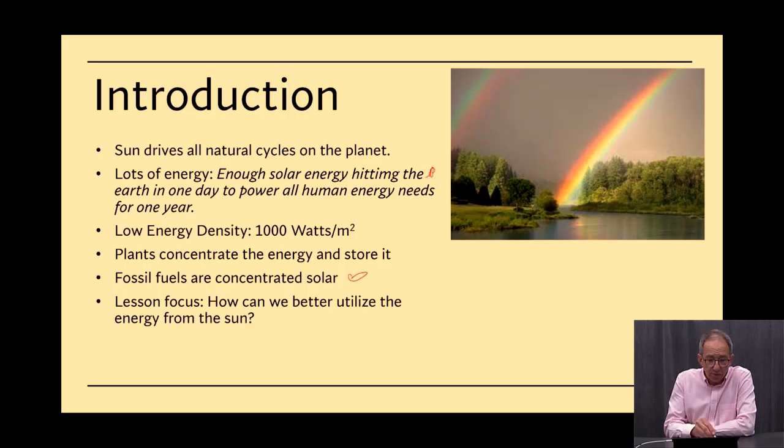It's about 1,000 watts per square meter, which isn't very much. But we have a lot of it because our earth is big. Plants concentrate the solar energy, and they are about 1% efficient. So that's what we're dealing with: the plants do the best they can, but can we somehow make better use of that solar energy? That's what this lesson's about, talking about technologies that we can use to enhance the utilization of solar energy.